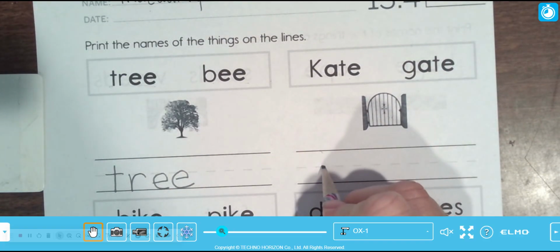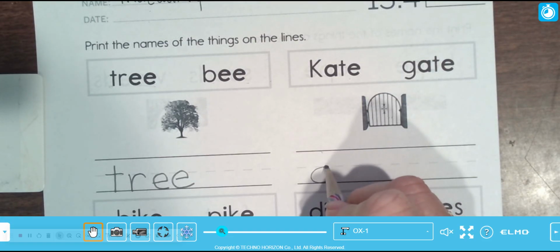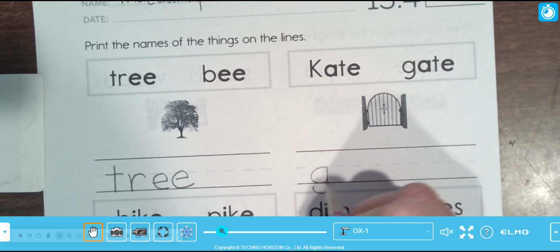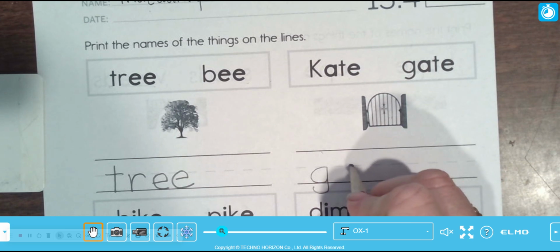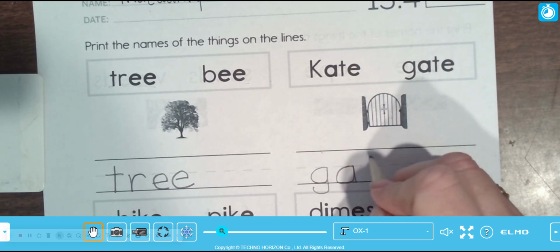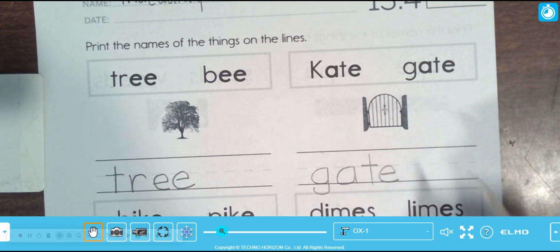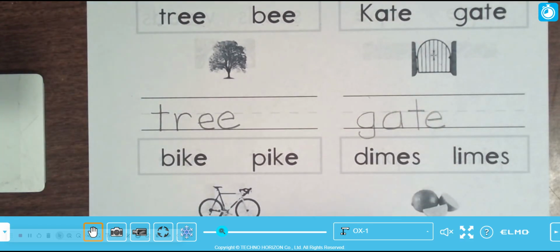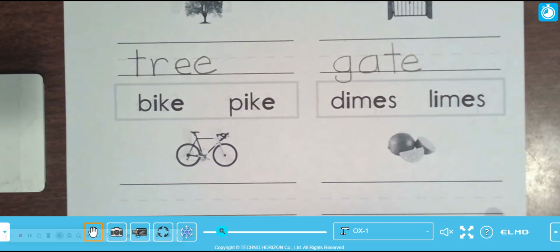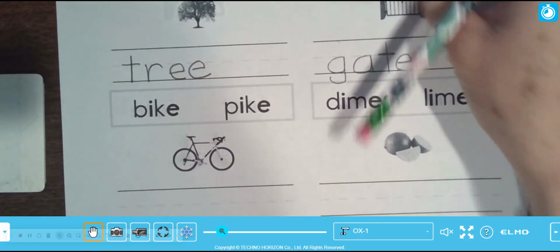Start here at the dash line. Make a C. Close the C. Make the tail and turn. Then the A starts at the dash line. Close the C. Turn. The T is a tall. The E is a small. Go ahead and write down gate. If you have not finished writing down gate, pause the video.